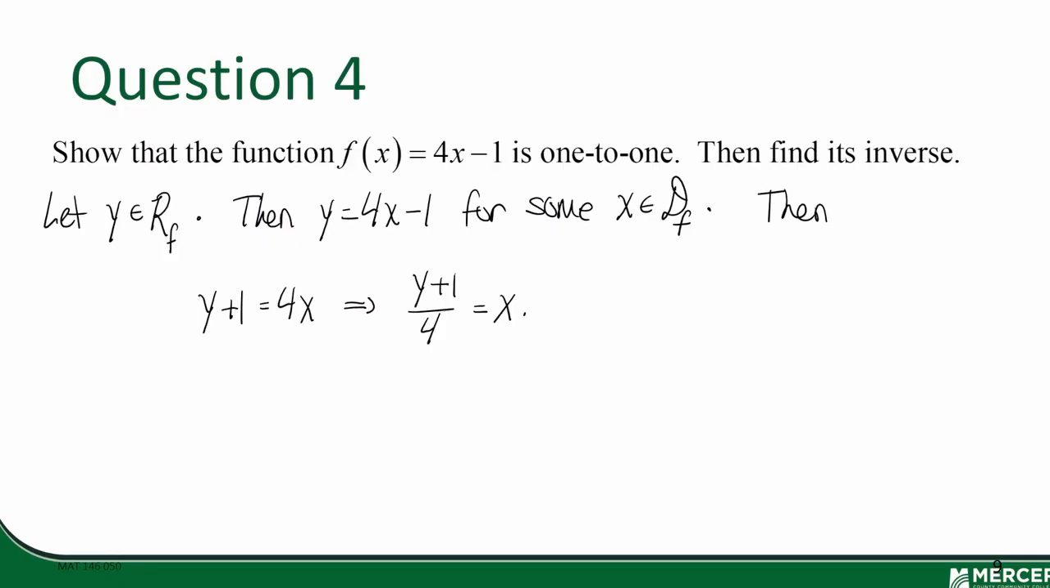What value maps to 100? Right, 101 over 4. What value maps to 99? 25. That's what that's telling us. Now you can just flip the roles of y and x. Because remember, they're just dummy variables.